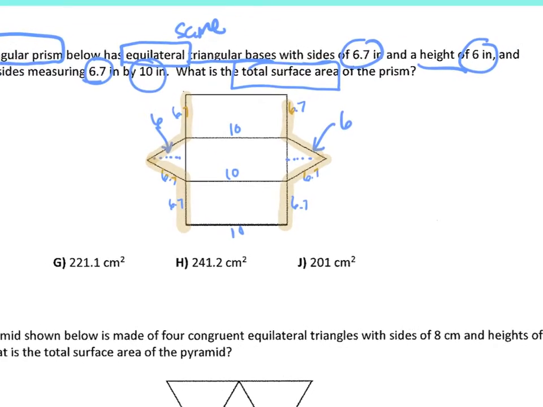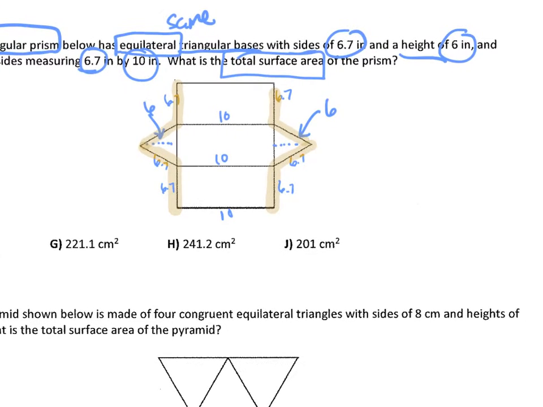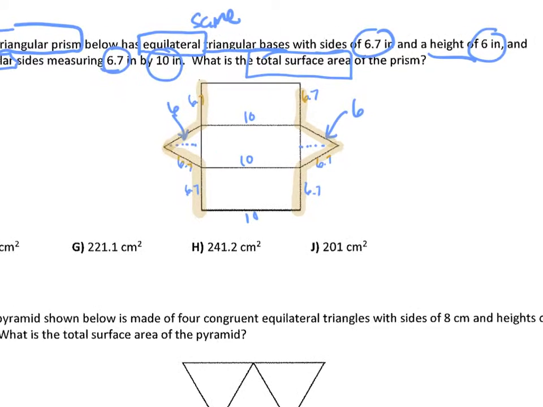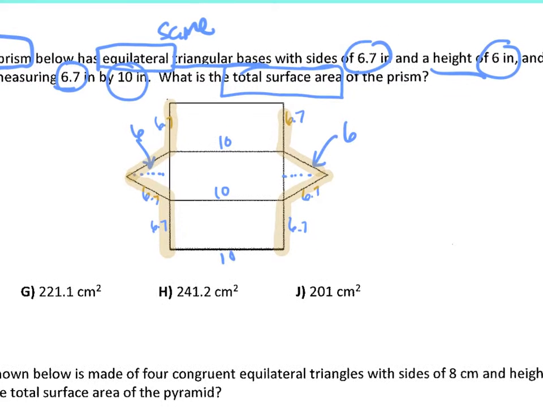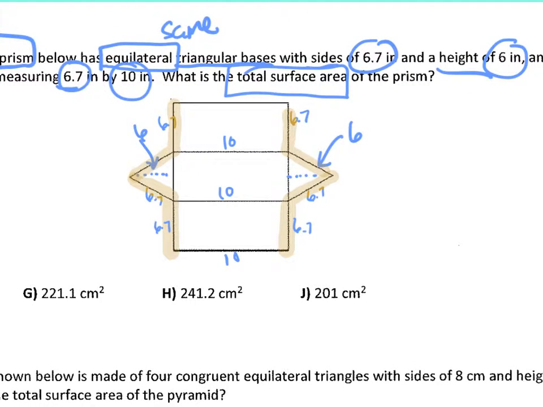And we're looking for total surface area. So what does that mean? All of it. Find the area of every single piece. So in the middle, those rectangles, what formula should we use? Base times height, length times width. So 6.7 times 10 is 67.